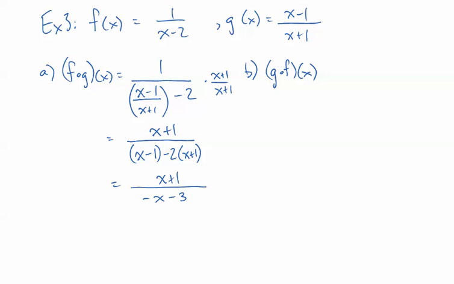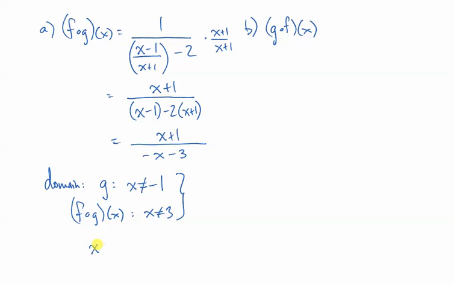Okay, now I should talk about the domain of this one. The domain of f of g of x depends on the domain of g, and g has domain all values except negative 1. F of g, for various x values, has a domain of everything except 3. X can't equal 3. So my entire domain is everything except negative 1 and 3. So I can say x is all reals without being equal to negative 1 or 3.